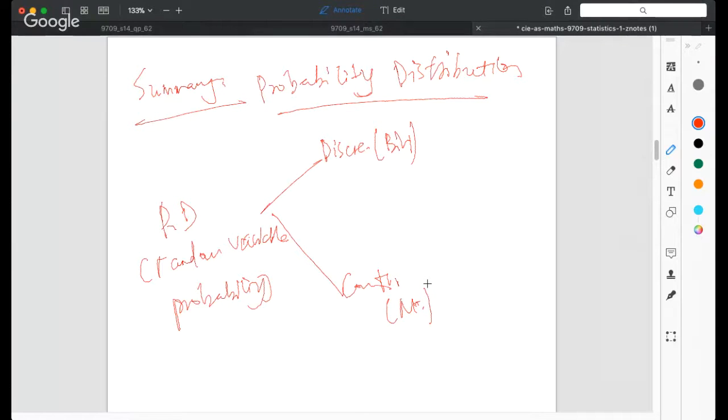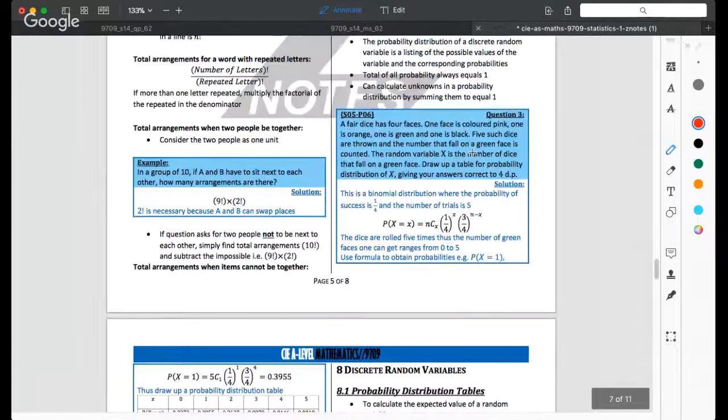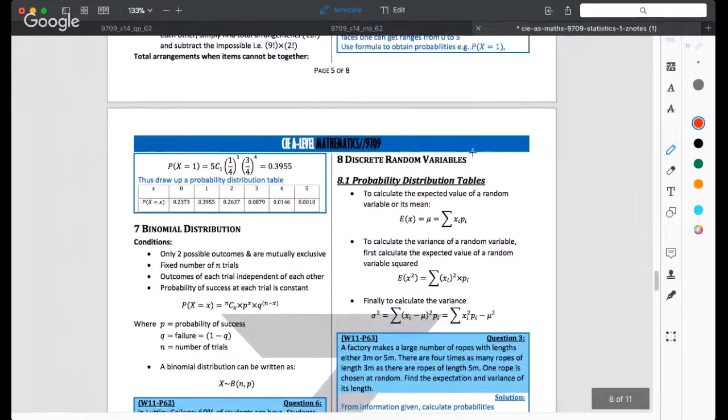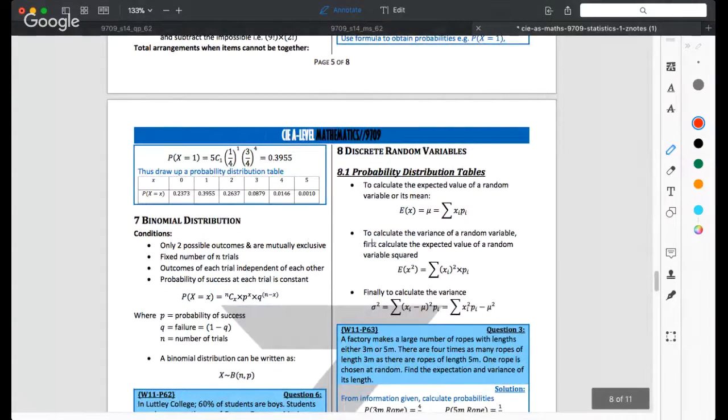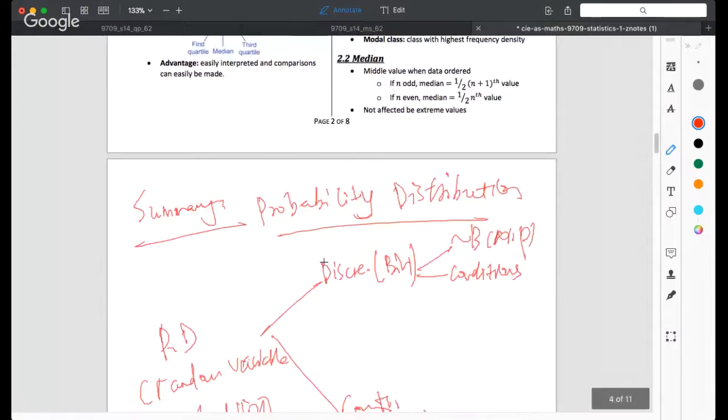For binomial distributions, we know that it follows something like B(n, p), where n is the number of trials and p is the probability of success. And we also learned that there are 3 conditions we need to take note of in order to use the binomial distribution. One is that it only has 2 possible outcomes and they're mutually exclusive. The second one is that each individual case is independent of each other. And the third one is a fixed number of trials.